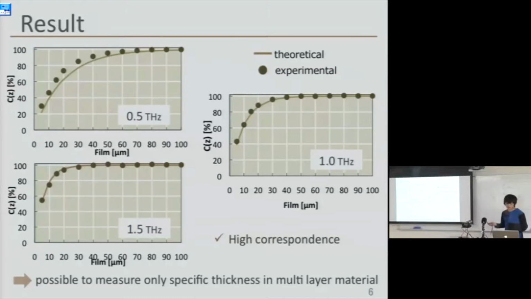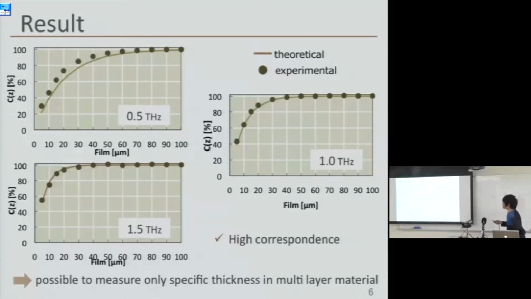So from this data, it is suggested that we can measure only specific thickness in the multilayer material. For example, if I want to measure the 40 micrometer thickness material, in the 0.5 terahertz, the contribution rate is about 19%. So the other 10% contains other information over the 40 micrometer.